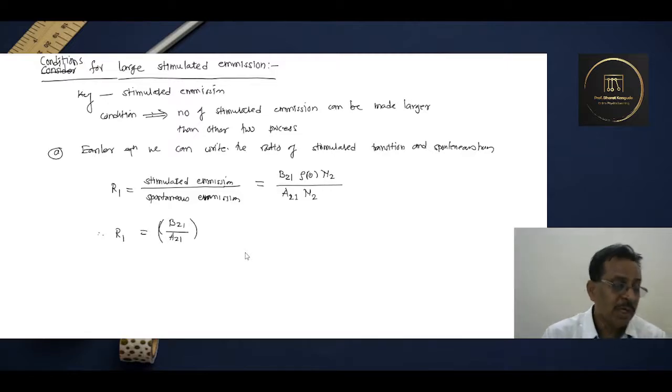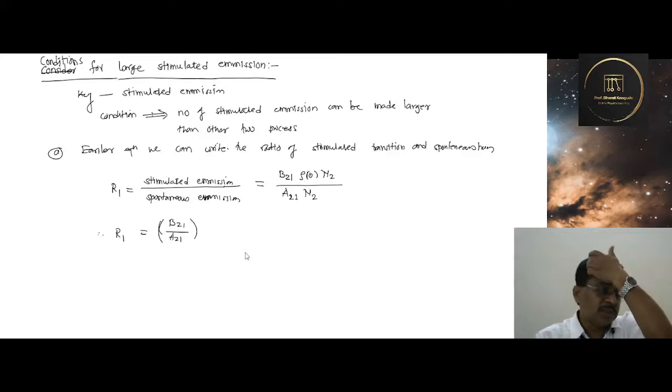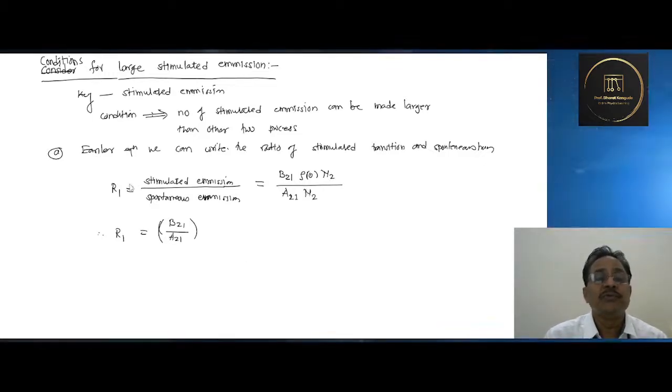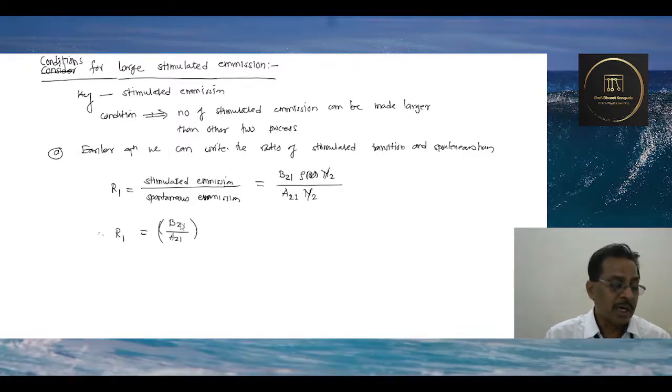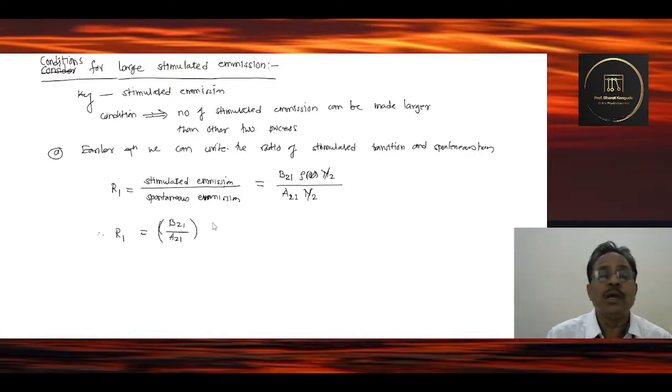Now there are two such situations. First situation: from earlier equations 1, 2, 3, we can write the ratio of this stimulated transition to spontaneous transition. So both of these emissions we have to get. Stimulated emission is given by B21 times rho nu, multiplied by N2, and spontaneous emission is given simply by A21 times N2. So this N2 gets cancelled, and one gets R1 equal to B21 upon A21 times rho nu. So that remains there. Now we have to go further.